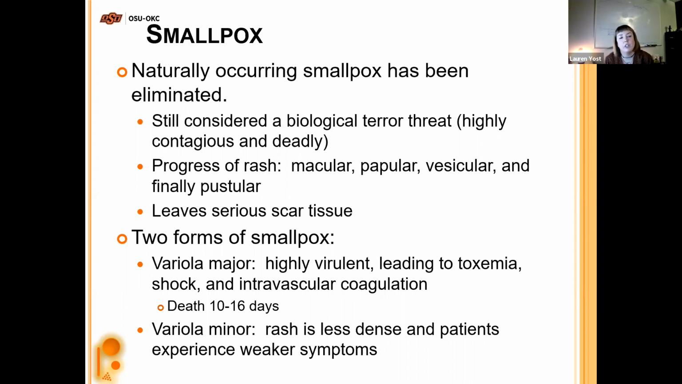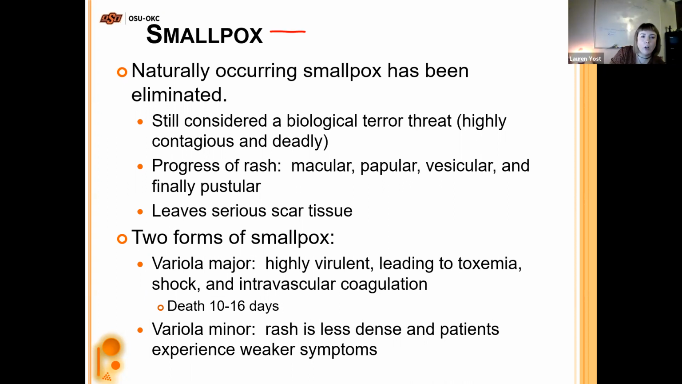We have a rash that's involved, macular, papular, vesicular, and pustular, and it progresses as it gets worse. It'll leave very serious scar tissue after it has healed. It's pretty disfiguring. There's two forms, variola major and variola minor. The virus that causes smallpox is called variola. You definitely want to be aware of that.